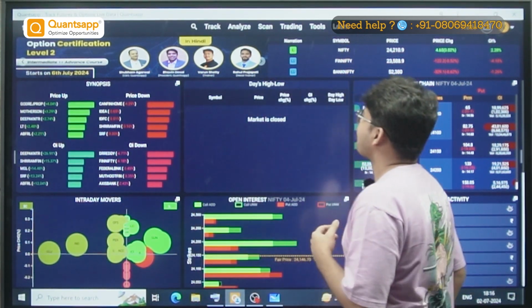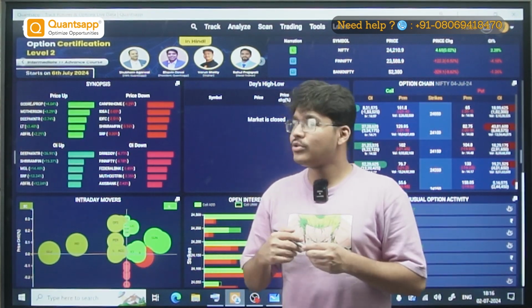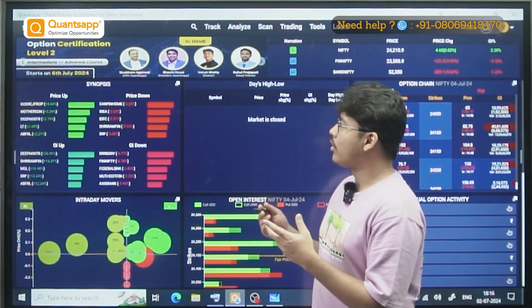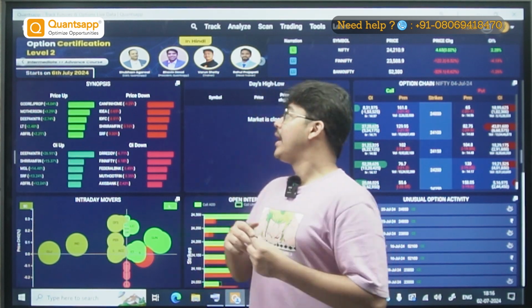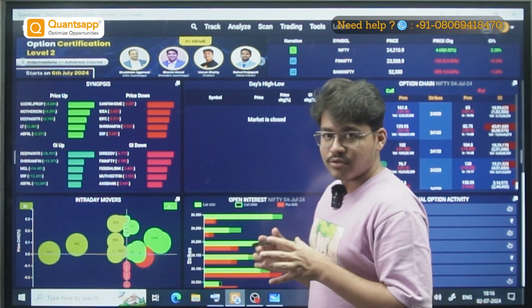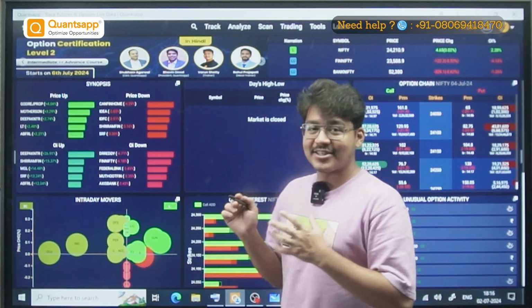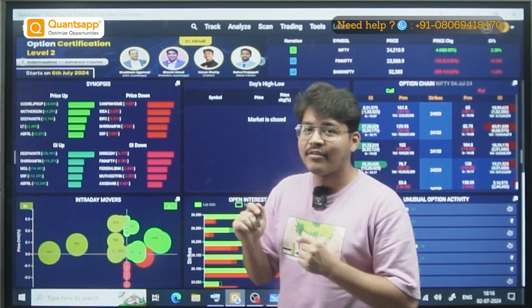Inside Quantsapp, what you're going to want to do is just go to web.quantsapp.com, or if you're on Android or iOS, you can just open that application. It's a free tool. The best part about this is that it's very easy to use and free.